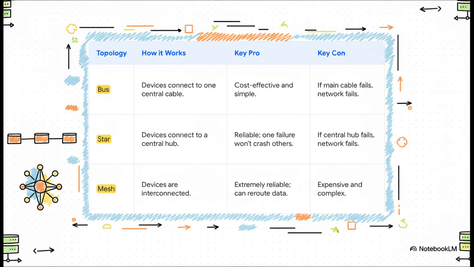Finally, you have the mesh. This is the big one. It's the backbone of the internet itself. Devices are all interconnected with tons of different paths. It's way more expensive and complex, but it is incredibly resilient. If one path fails, no big deal. The data just finds another way. There's no single point of failure.